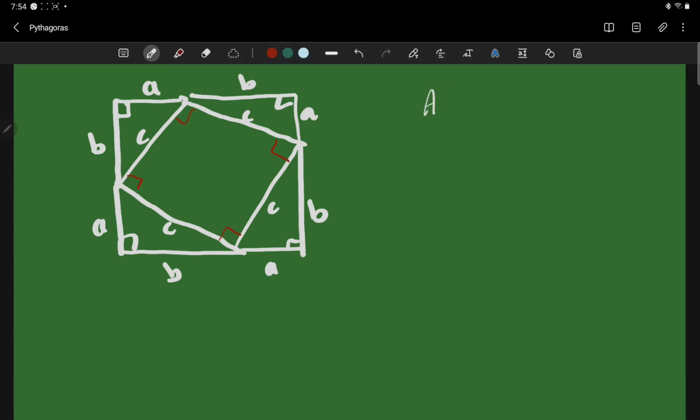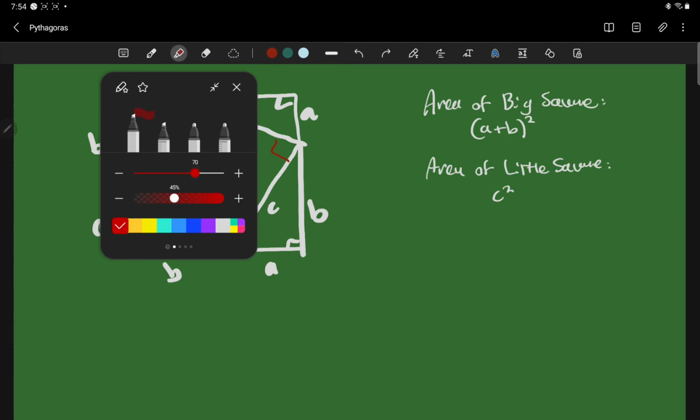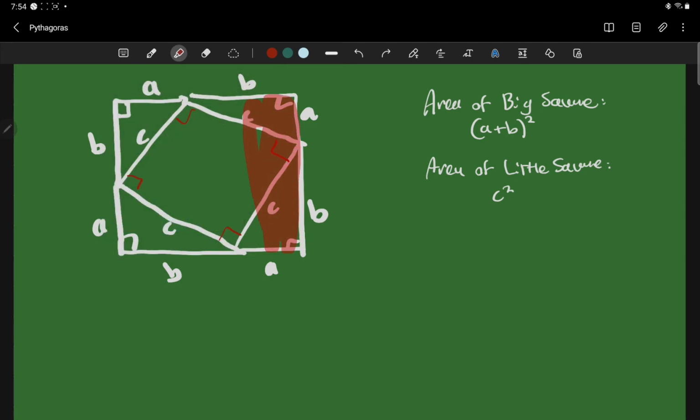So we know that the area of the whole thing, so I guess of the big square, is A plus B all squared. And we know the area of the little square is C squared. So what we're going to do is take the area of the entire thing. Let me actually get this a bit larger. We're going to take the area of the entire thing.